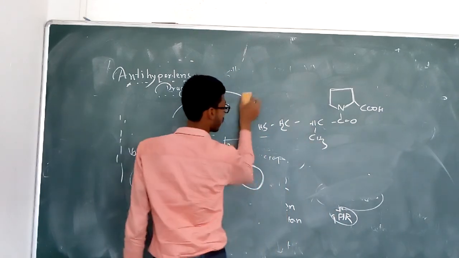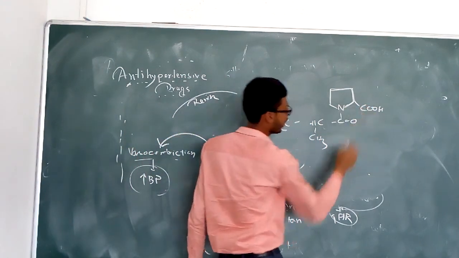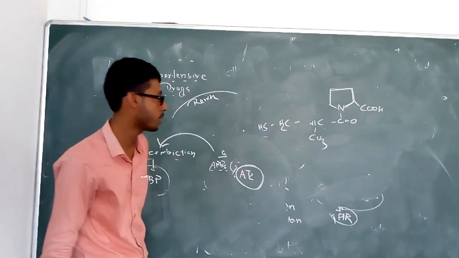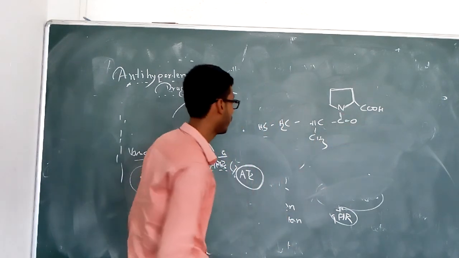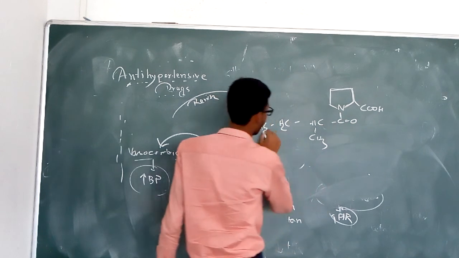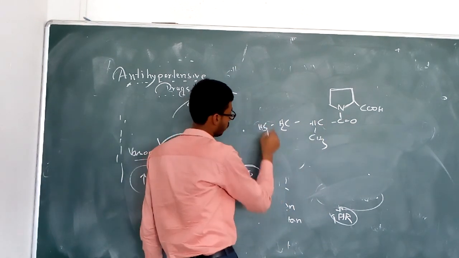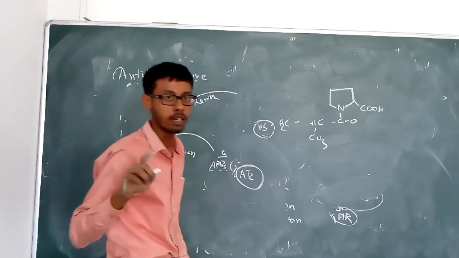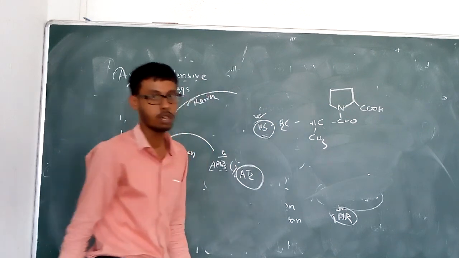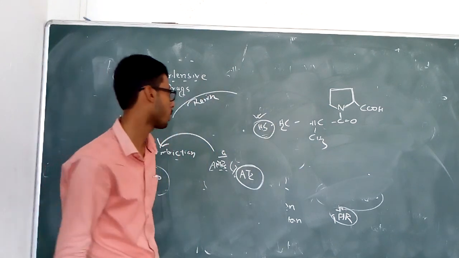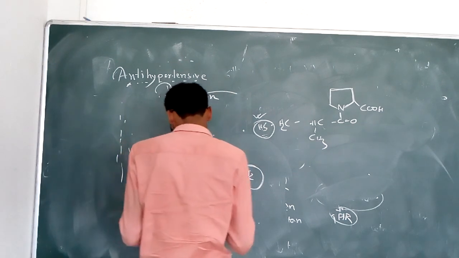The structure of captopril is a pyrrolidine moiety containing a COOH group at the 2 position, and at the 1 position it contains the N. The important thing in this structure is that it contains a mercapto or SH group, a sulfur moiety.